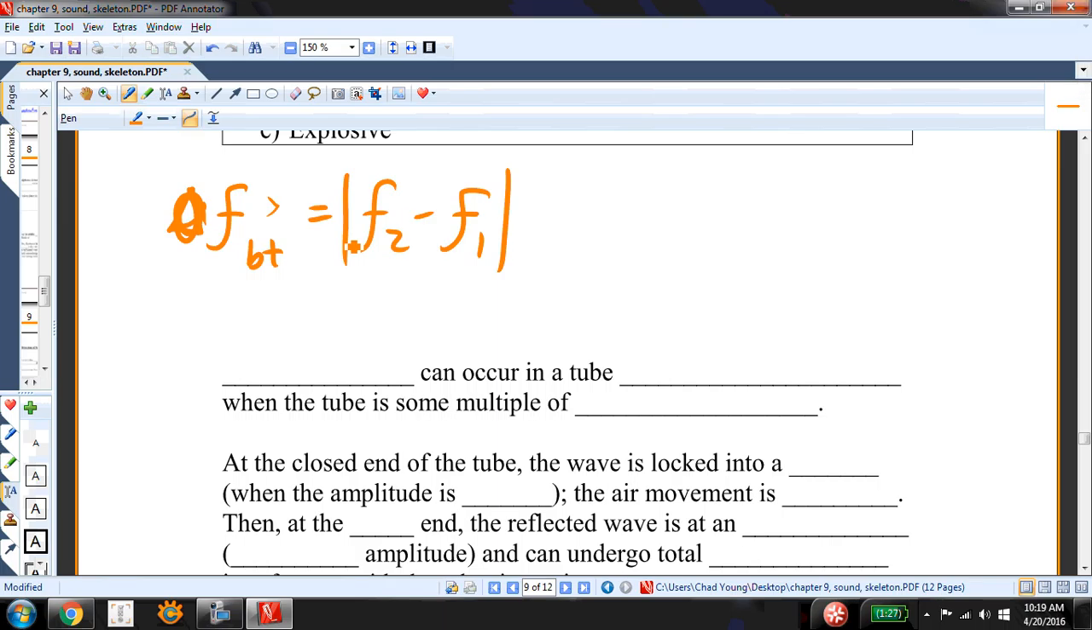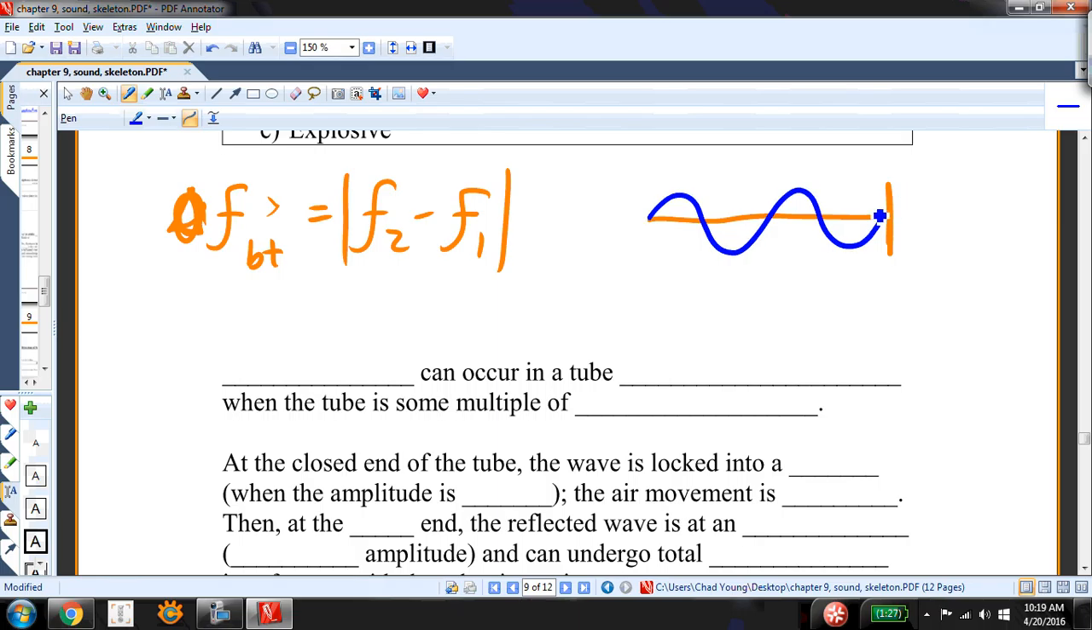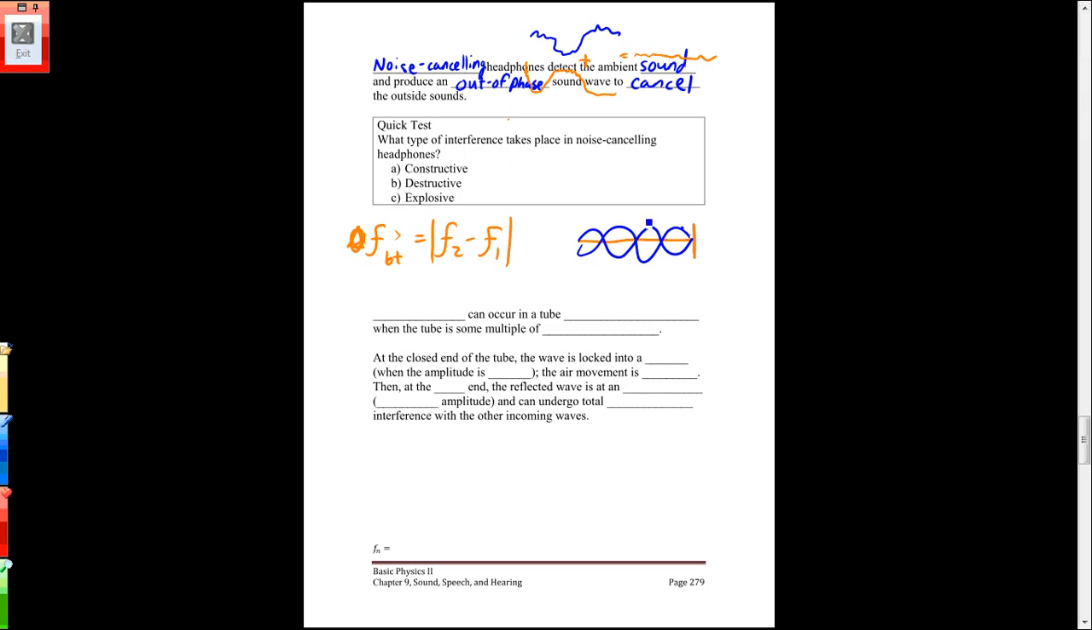Resonances occur, let's say that we have a string that's attached to the wall, and you put a wave on this string. I send a wave on this string down to the wall. When it gets here, it's going to bounce off the wall, and it's going to travel back in the other direction. And so when I get something like this, that is a resonance.